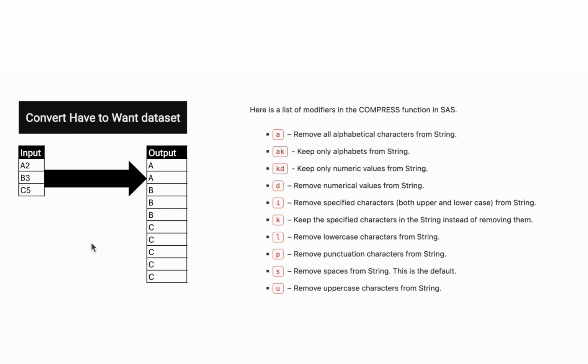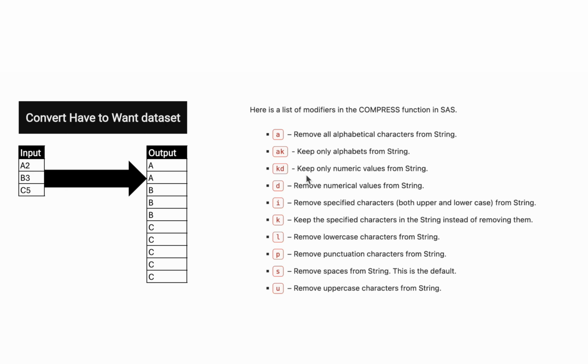And to solve this problem, we can use compress function. And in compress function we have different type of modifiers. For example, if we want to get only letters from this input dataset cell, then we can do this with kd modifier in compress function. Keeps only numerical value. So suppose from this input dataset, if we want to keep only numeric value, for example, this cell is A2, and from this A2 we want to keep only number, which is 2. So we can do this by using kd modifier. The kd modifier keeps only numerical value from a string.